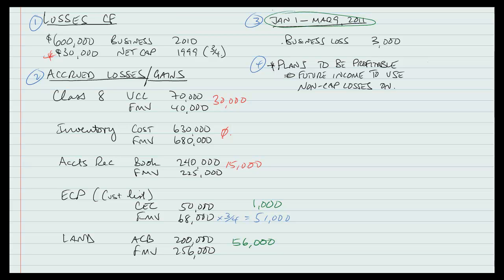Okay, and then the other piece of information they give us is that there are plans to be profitable. What that tells us is that these non-capital losses, both this and the amount carried forward, have value. So let's just put, therefore, the losses, if we're right, have value. Because if we're not planning to carry it on and it's not expected to be profitable, then these losses have no value, and so there's no reason to preserve them.